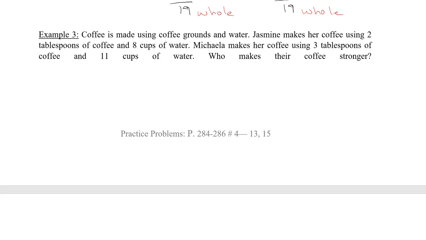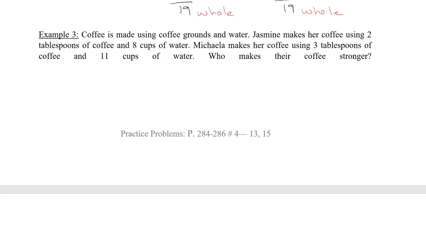To go on, Jasmine makes her coffee using 2 tablespoons of coffee and 8 cups of water. Michaela makes her coffee using 3 tablespoons of coffee and 11 cups of water. Who makes their coffee stronger? Right off the top of my head, I can think of 3 different ways to solve this. Let's do it like the second part of example 1.